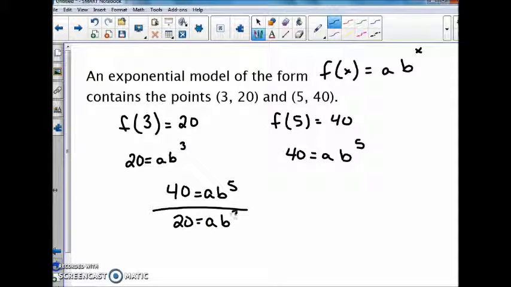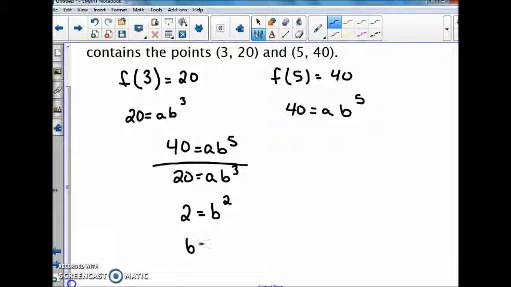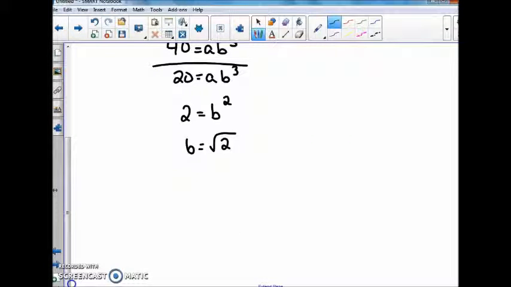When I do this, 40 divided by 20 gives me 2. The a's cancel out, and our b's go down to b squared, because by the property of exponents we subtract those exponents, 5 minus 3, to give me 2. So now I have an idea that b has to be the square root of 2. From here, I can figure out the a value using that b. I know that 20 equals a times the square root of 2, cubed. So from here, I can solve for a.